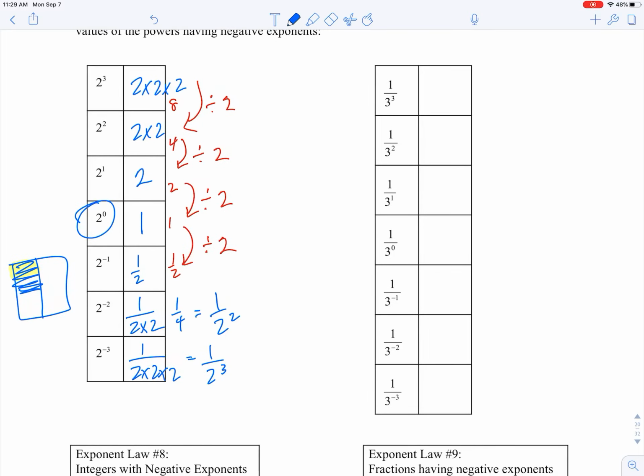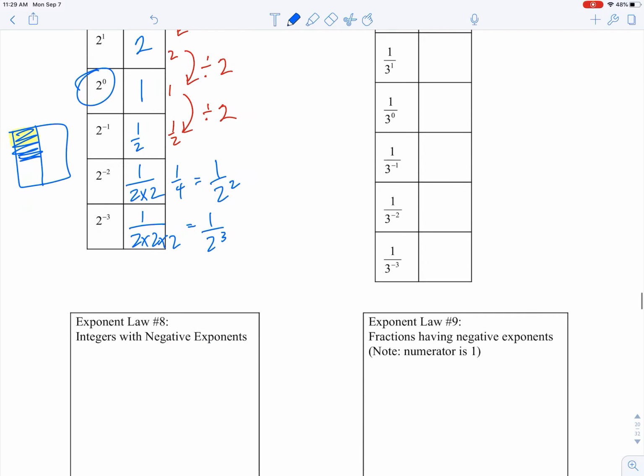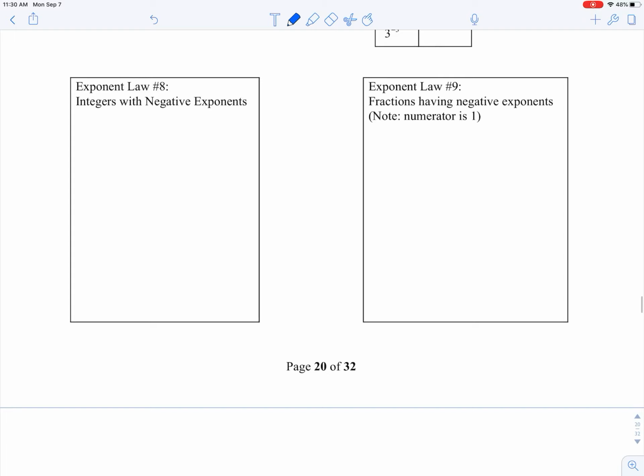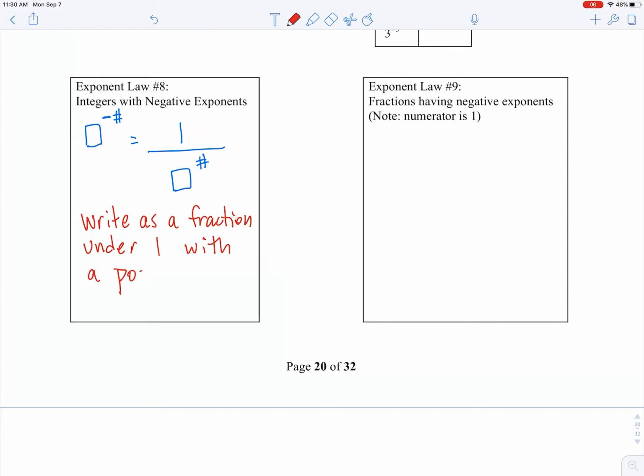But no matter how you do it, if you have a negative exponent, here's our rule. If it's some sort of number to a negative exponent, we can write that as 1 over our number to a positive exponent. So we're going to write it as a fraction under 1 with a positive exponent.